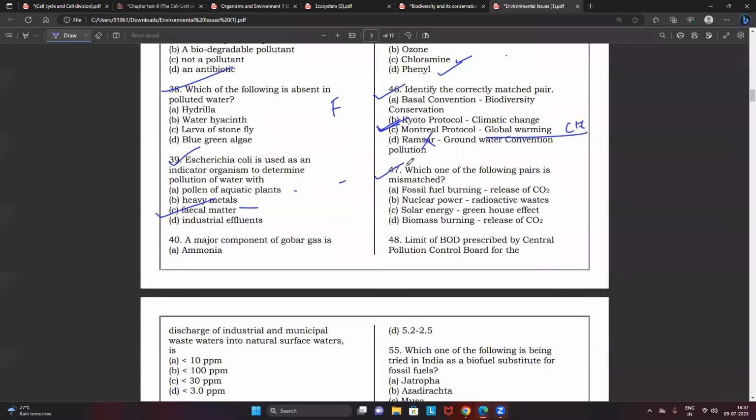Question number 47. Which one of the following pairs is mismatched? Mismatched. They are asking mismatched. Slowly, slowly. Mismatched. So fossil fuel burning, release of carbon dioxide, right? Nuclear power, radioactive waste; solar energy, greenhouse effect. Correct? It is not at all responsible for the greenhouse effect. Instead, it is used by plants for photosynthesis to produce food.